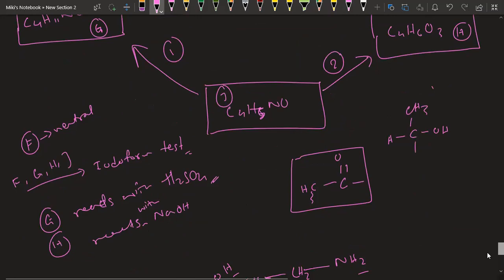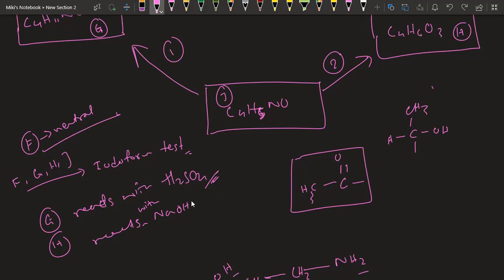We had more information about G in this case. We also had some information about F, but it said F was neutral. That means F didn't react with H2SO4 and NaOH. That means neither an amine nor some acidic substance was there. F was neither acidic nor basic. That means F couldn't react, but we need more information about F.